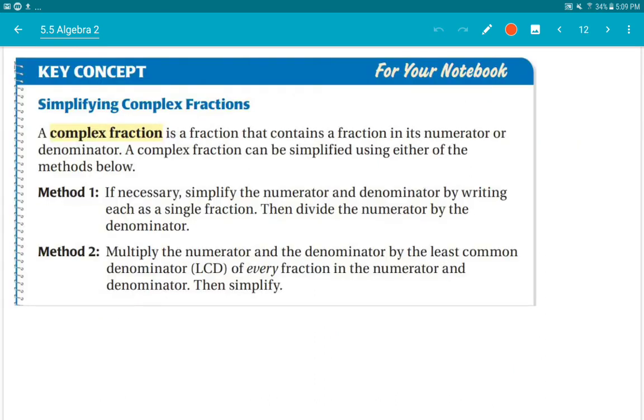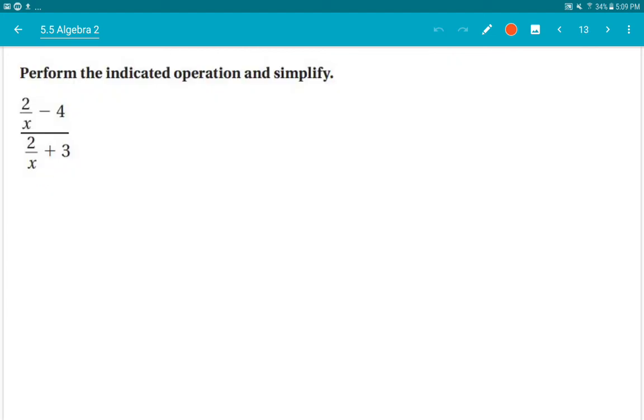A complex fraction. Pause the video here, read this a little bit, understand that there's two different forms of doing this. The method that works the best for us here is going to be a little bit of method 2, except that I am going to be figuring out here how we can do this a little bit easier. So take a look at it and we'll go ahead and try an example.